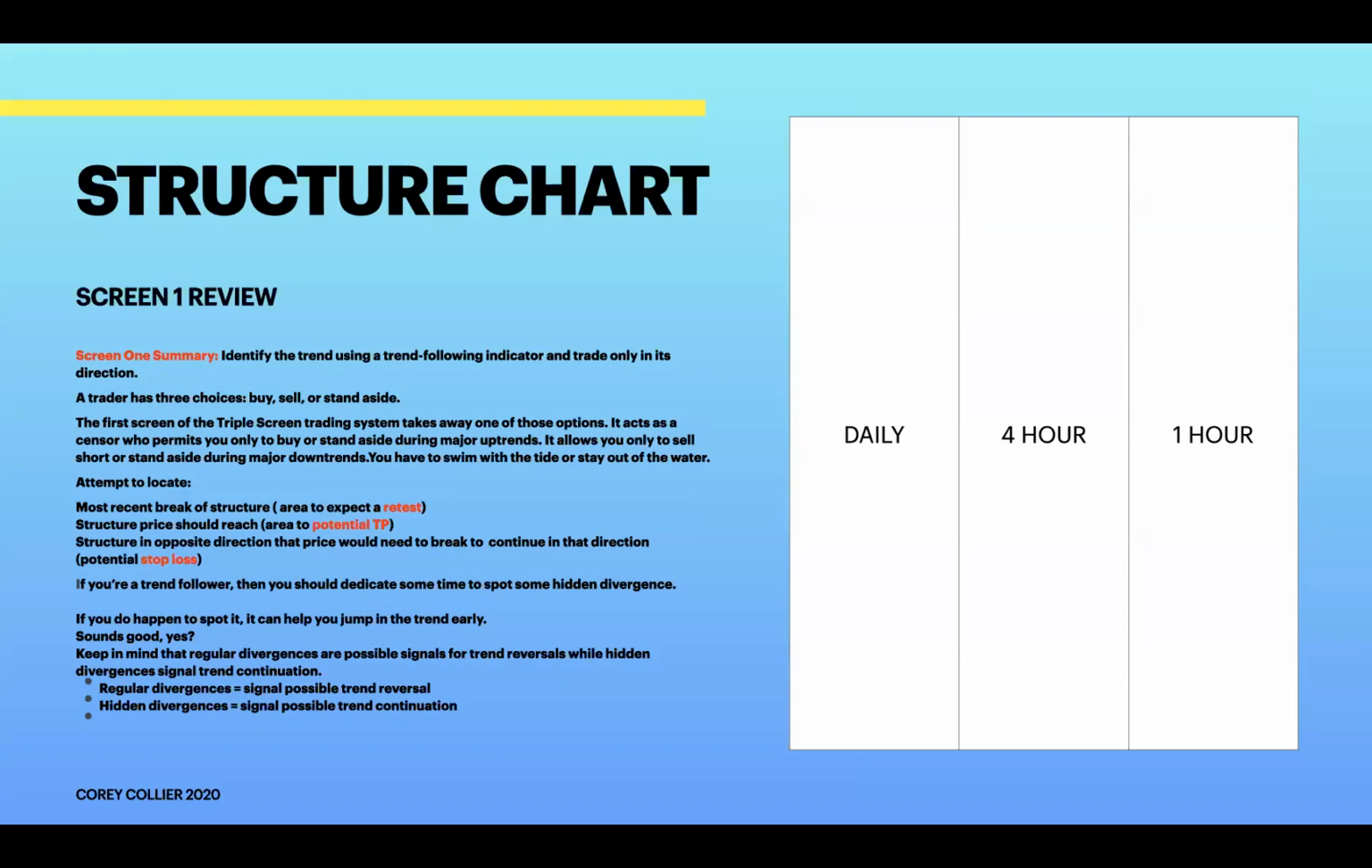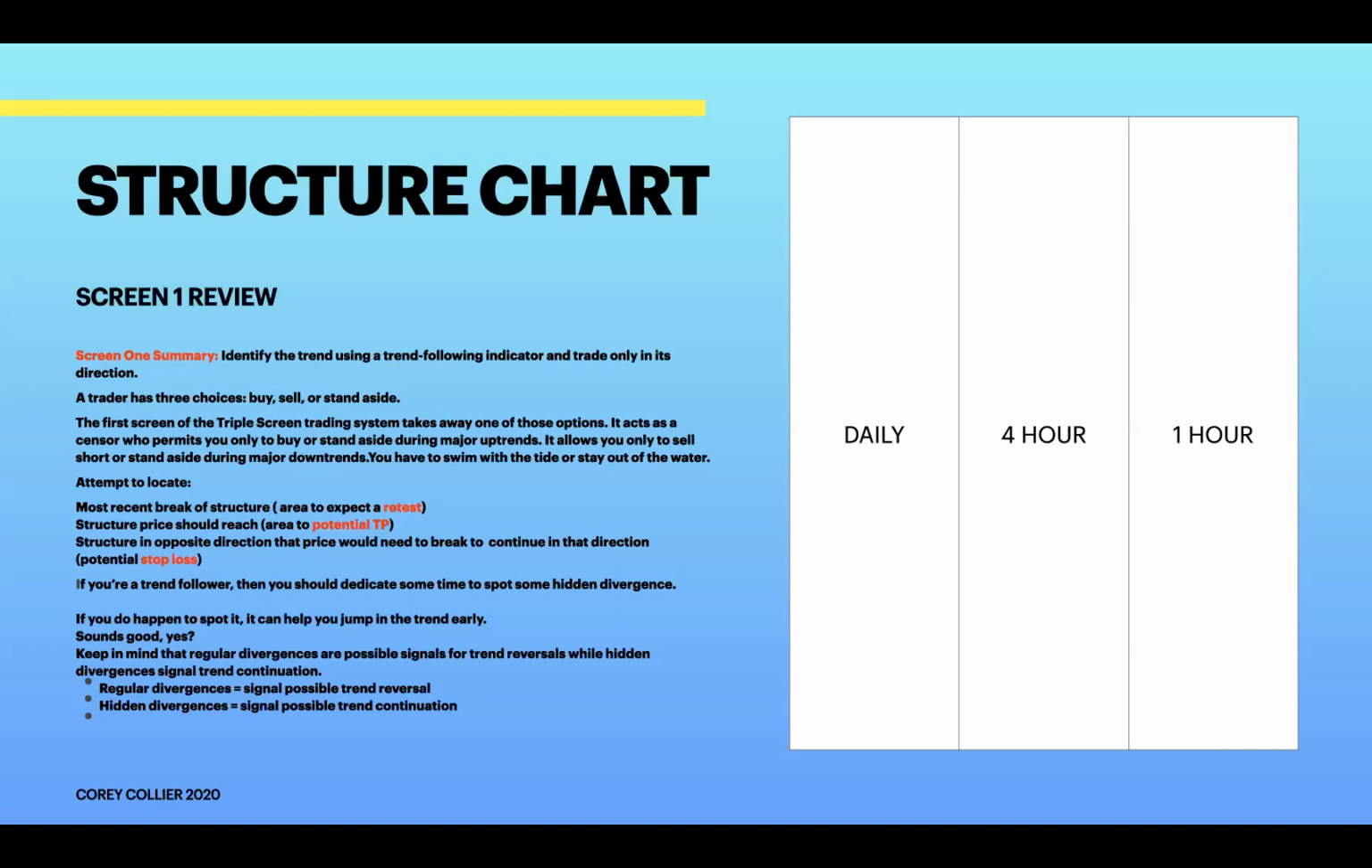Identify the trend using the following indicator and trade only in its direction, right? That is with the MACD. Trade in line with the momentum of the MACD and what price is showing you. A trader has three choices, basically to buy, sell, or stand aside. The first screen of this system takes away one of those options. It acts as a sensor who permits you to only buy or stand aside during major uptrends. It allows you to only sell or short or stand aside during major downtrends. You have to swim with the tide or stay out of the water.